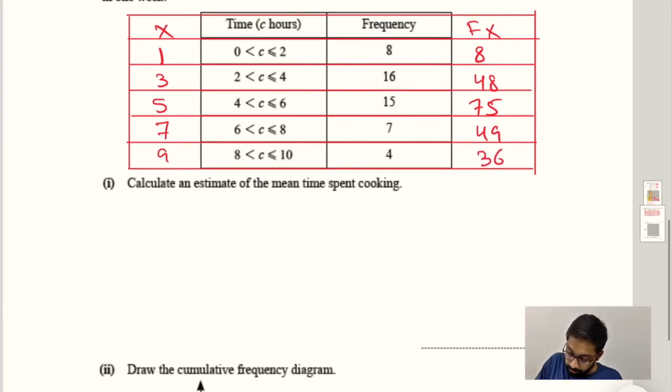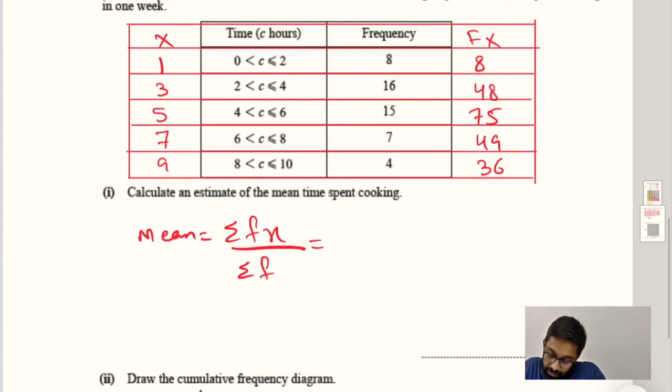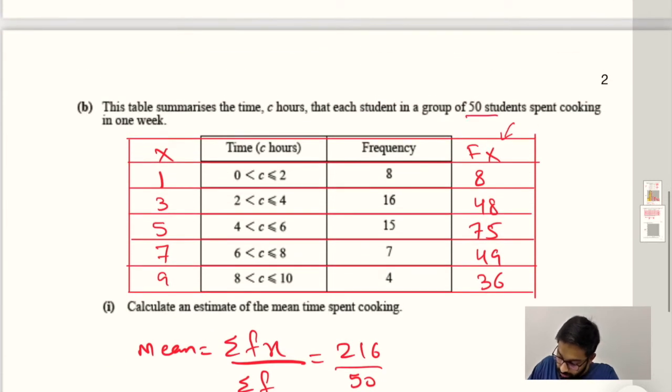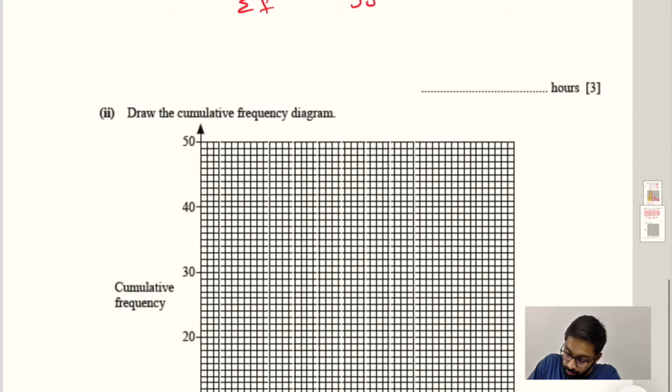To find the mean, you need to add all the fx's and the frequencies. When you add all of these values, you get 216. Now I've already done that on a piece of paper so that I can save you time. And when you add all the frequencies, you get 50, which is also mentioned at the start of the question. So when you divide 216 by 50, you get 4.32, which is the mean.